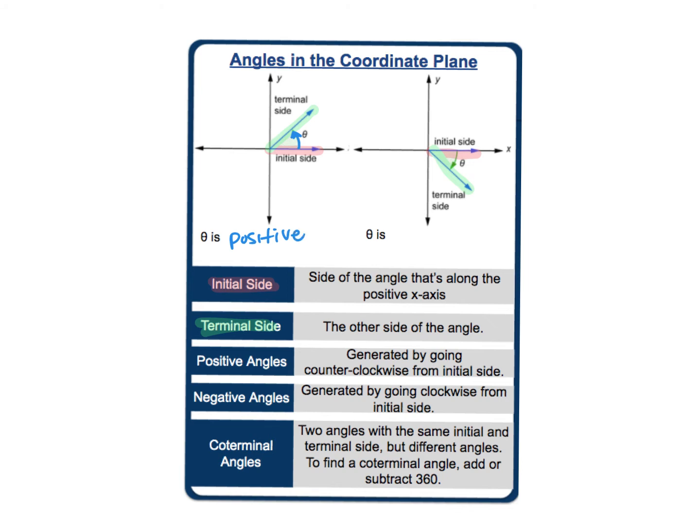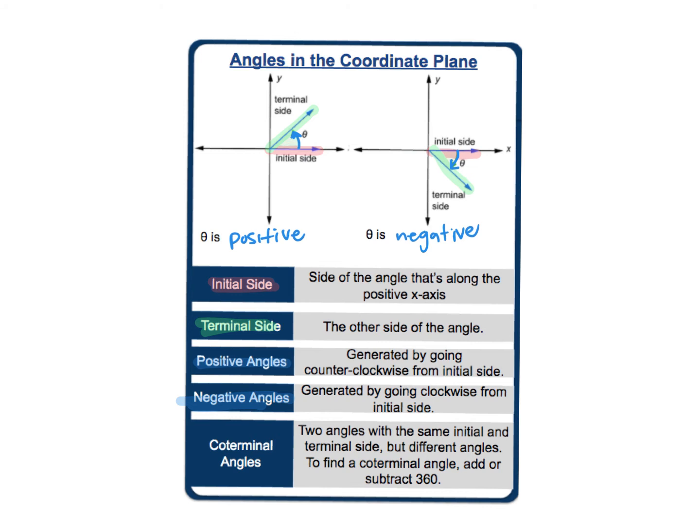Your second option is if you travel clockwise. So if I start at my initial side and I go down, then that means theta is negative. And that's sort of what your second two points were about: positive angles are generated by going counterclockwise from the initial side. Negative angles are generated by going clockwise from the initial side.